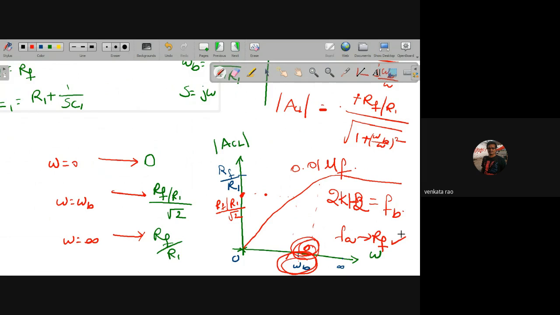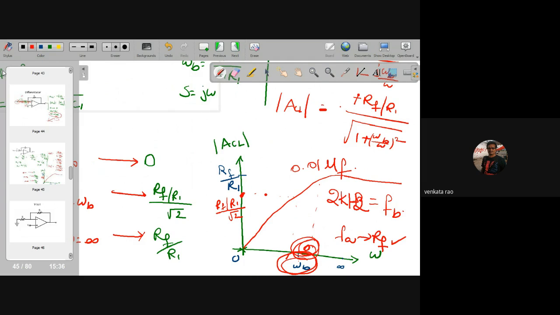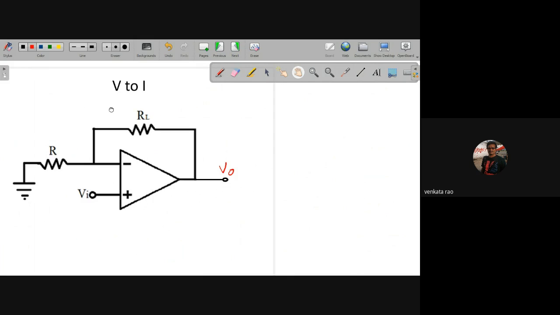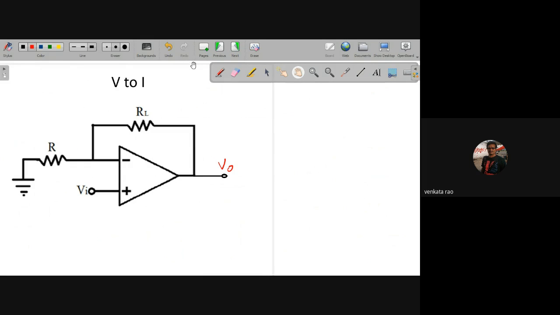Next one is, we have two more applications in linear. Today we will complete those two: voltage to current and current to voltage converter. In voltage to current, we have two types, so here we take note. We have two types of voltage to current converter. First one is a floating load. Second one is a grounded load.